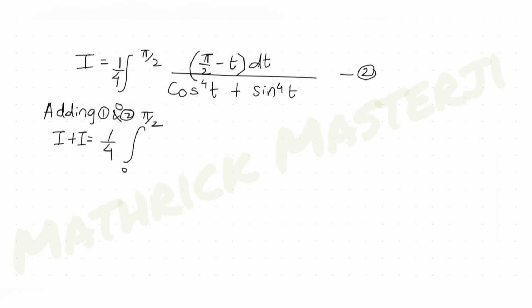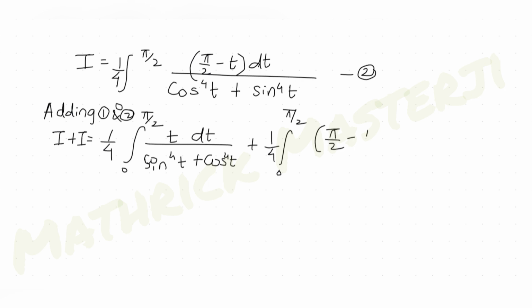The previous expression was t dt divided by sin raised to 4t plus cos raised to 4t. And the second part of this expression, if I'm adding, it's again 1 over 4, limits from 0 to pi over 2, and it becomes pi over 2 minus t divided by cos raised to 4t plus sin raised to 4t dt. So we get this entire thing.